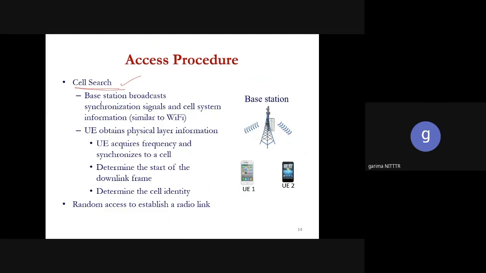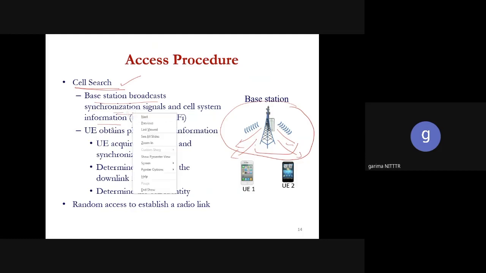It means the base station will broadcast synchronization signals and cell system information. This particular BTS is going to broadcast the information to all the available users in its cell. So whenever a new user comes and switches on the mobile phone, it will get connected to that particular base station, and it will get the synchronization and cell system information. So user equipment will obtain all the physical layer information, which is basically the frequency of that particular cell and the synchronization to a cell.